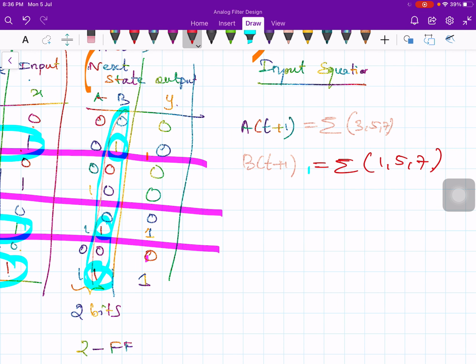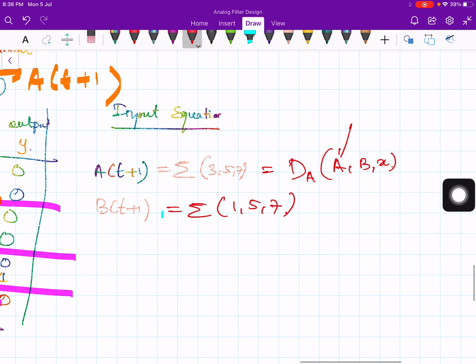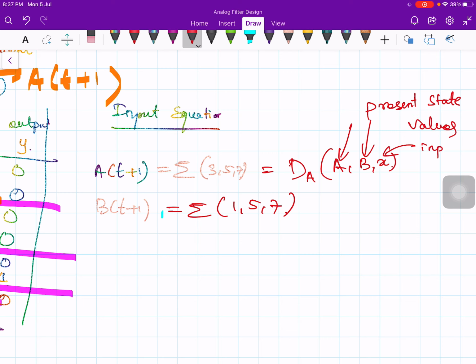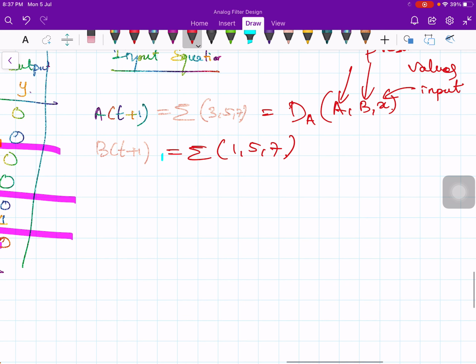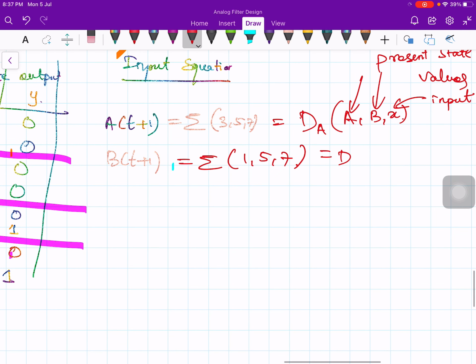And this A of t plus 1 is nothing but the input of your flip-flops. The input is denoted by D suffix A. It is a function of A, B and X, where A and B are present state values. What is X? X is the input. Similarly, I write this as D suffix B of A comma B comma X. And now let me write down the output equation, Y of A, B, X.